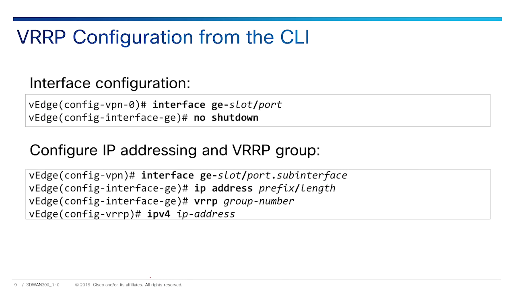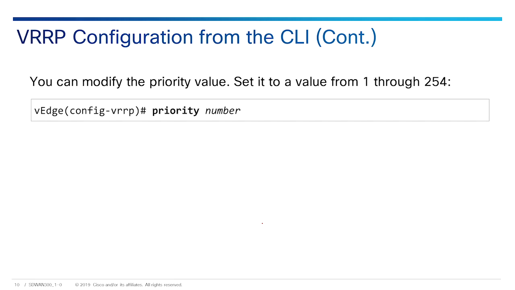Here's the CLI configuration. We're going to do this under the interface itself. So we're already in VPN 0 here. No shutdown. And then we're going to configure our IP address and our VRRP group, and then our virtual IP address. The group number is going to identify the virtual router, by the way. And we can modify that priority value, set its value from 1 through 254. We can do that in the CLI as well.